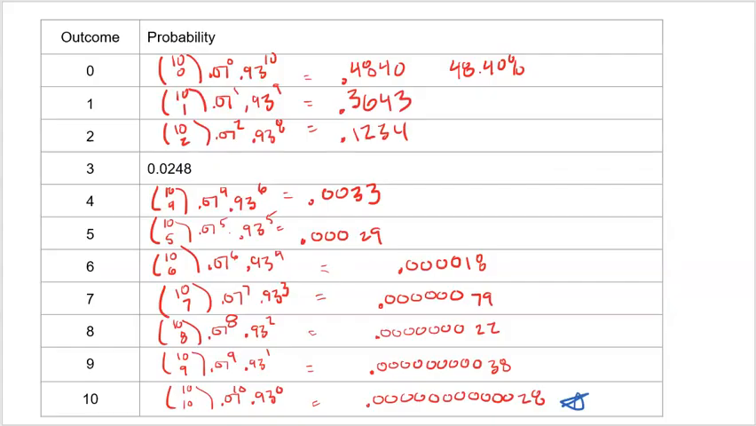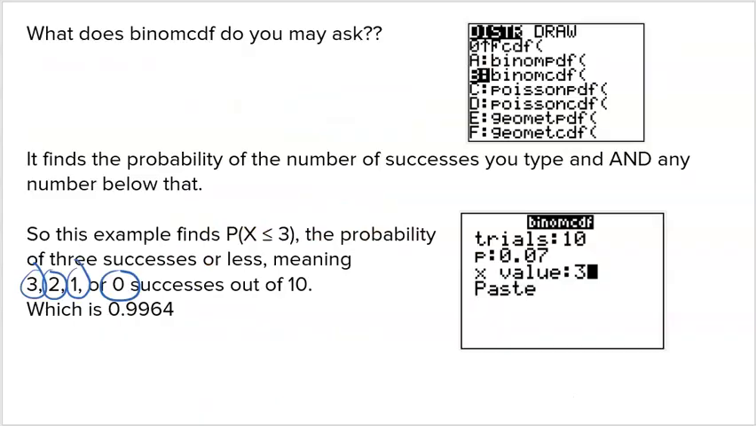So a CDF will do the number you type in and anything less. If I do a CDF with 3, it's going to add together 3, 2, 1, and 0 for you so that you can find the probability of a grouping a little bit easier. But it only finds the probability of the number you type in or less. So please make sure you understand that. If you actually do it, the probability is 0.9964.